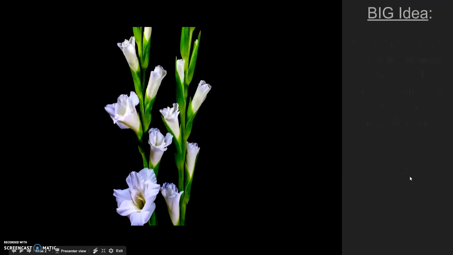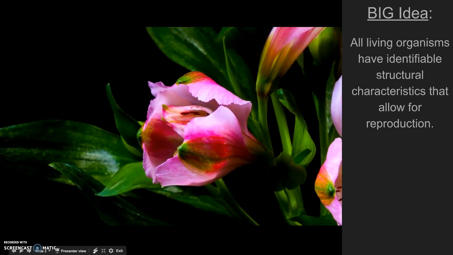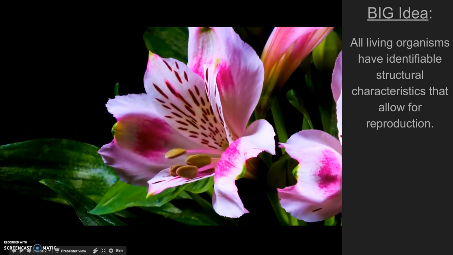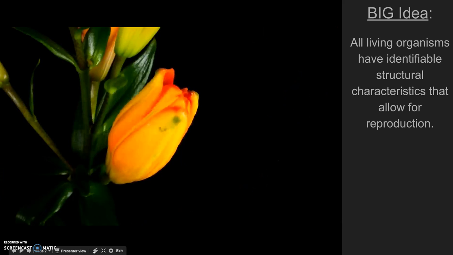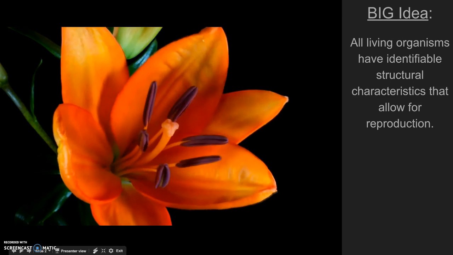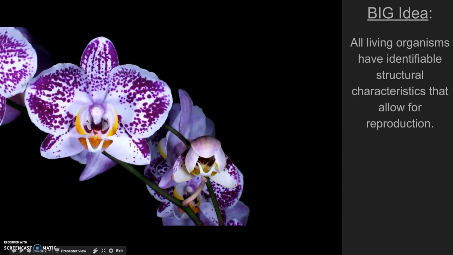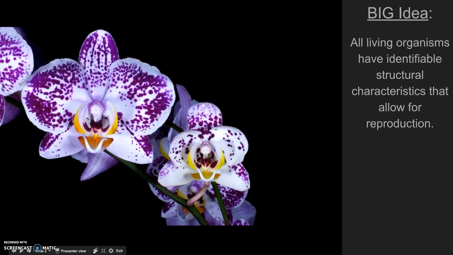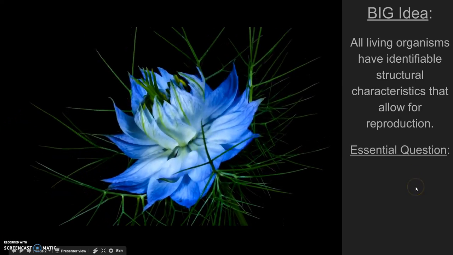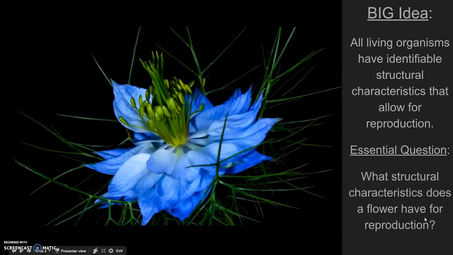The big idea for this lesson is that all living organisms have identifiable structural characteristics that allow for reproduction. That means that all structures are designed to be able to reproduce. This fits into our unit that we're talking about with animal and plant adaptations. We've been mostly talking about adaptations for survival, and now we're going to talk about plant adaptations for reproduction. Therefore, the essential question for this lesson is, what structural characteristics does a flower have for reproduction?